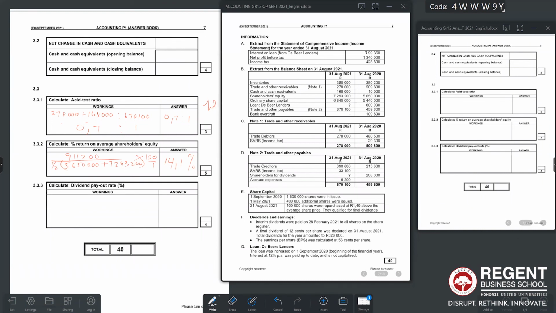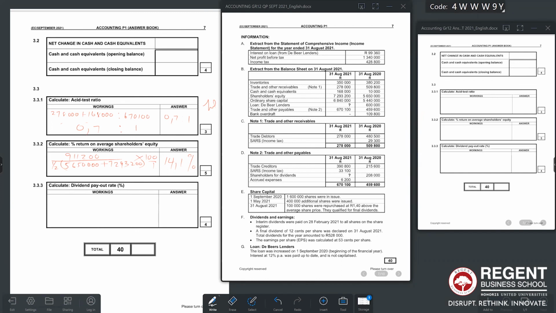How did we get 911,200? The net profit after tax. Take the net profit before tax and the information B. Take the information B, at least information A. Your net profit before tax of 1,340,000 minus 428,800 minus the tax will give you 911,200. I hope that answers your question.